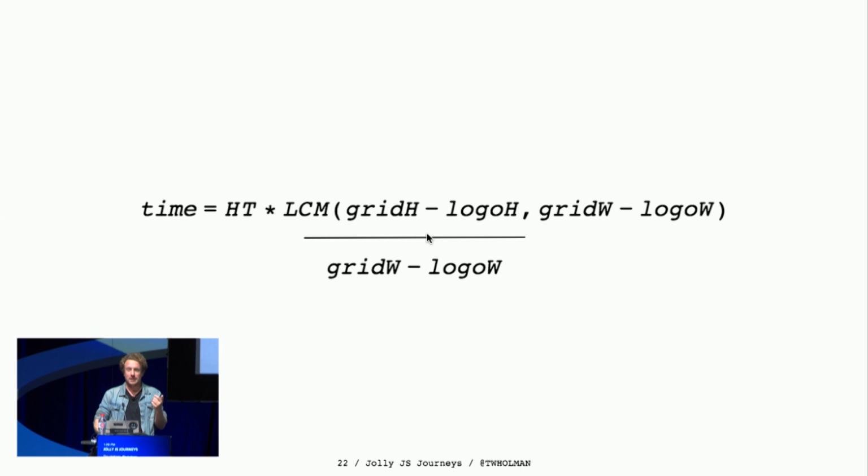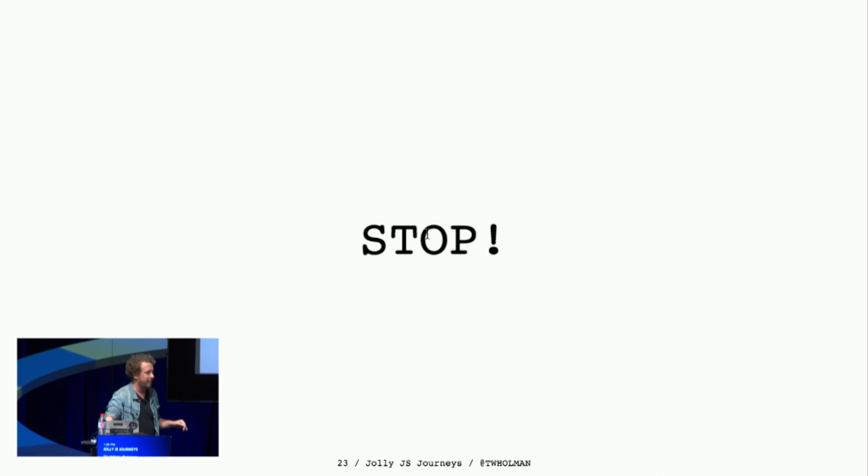If you put velocity, velocity equals distance over time, into that and mix it around a little bit, you get this. I won't go too much into it, but the time it takes equals the horizontal time, which is the time a logo takes to hit from one side to the other side, times the lowest common multiple of the things before, divided by the width minus the logo width. Stop with the math. I'm going to stop with the math.